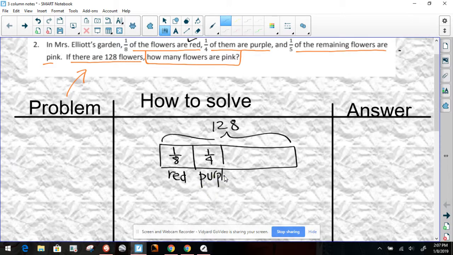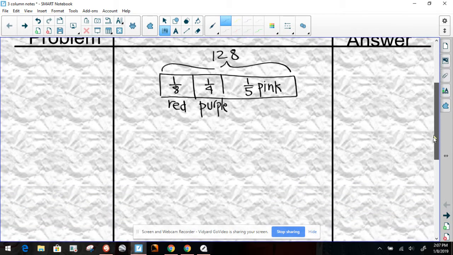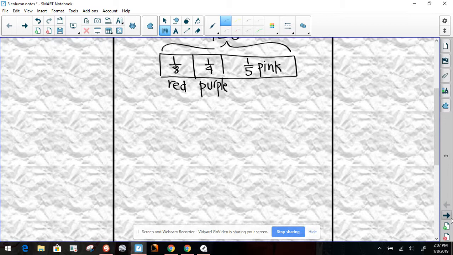So see, creating a tape diagram helps you to visually see what the problem is and how to solve it. It also says that 1/5 of these are pink, of the remaining flowers. That's the key: the remaining flowers, 1/5 of that are pink. So if you want to do this, these two can be added together. Drawing the diagram is step 1. Step 2 is to add these two to find out how much is the total of them.